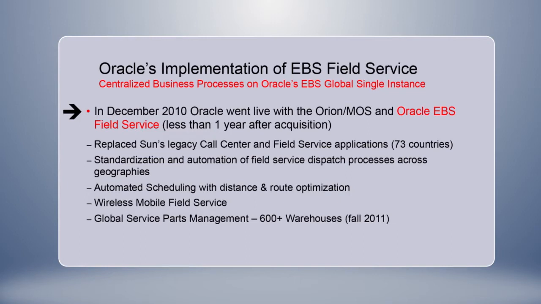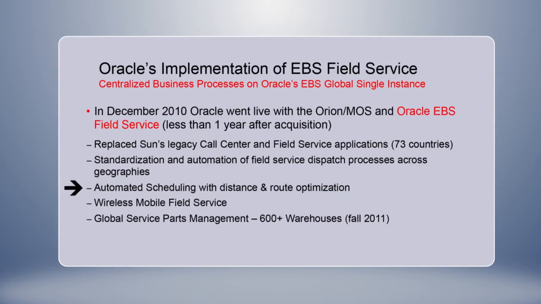Obviously, when we bought Sun, we became a hardware company, and with that means we have to do field service. We replaced all of Sun's legacy call center and field service applications in 73 countries. We standardized and automated field service dispatch across all the geographies. We built a new dispatch center in Costa Rica for North America because North America had been a very decentralized operation, and we want to centralize the whole dispatching and scheduling process.